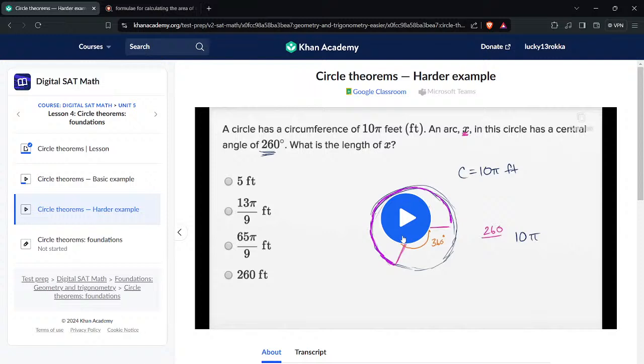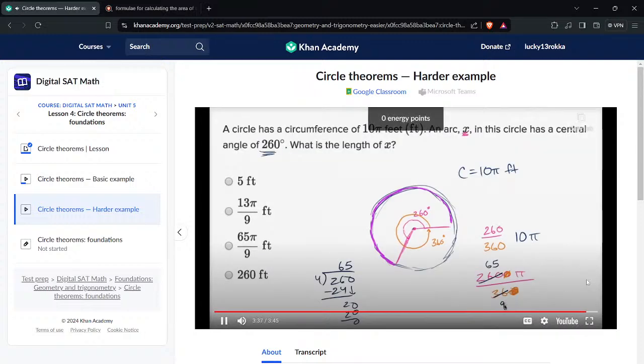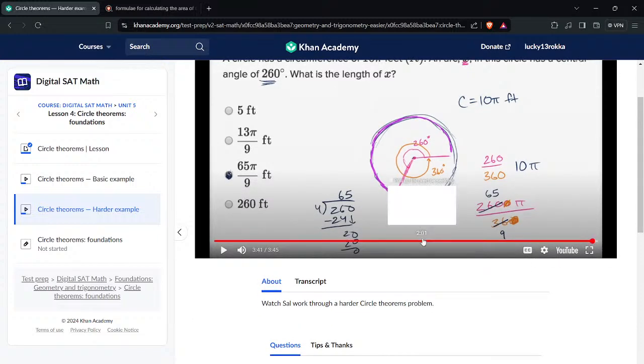So we got 260. Let's do 260 by 260 times 10 pi. Now this answer is 65. This answer is C, right? And it looks like that's about as simplified as I'm going to get. And that's nice because that's one of the choices. Answer is C. Like this is easy. Yeah, this is easy.